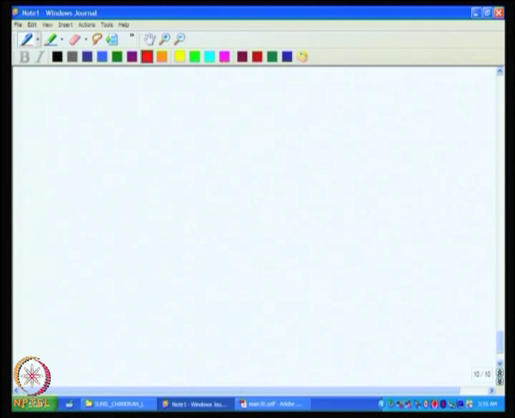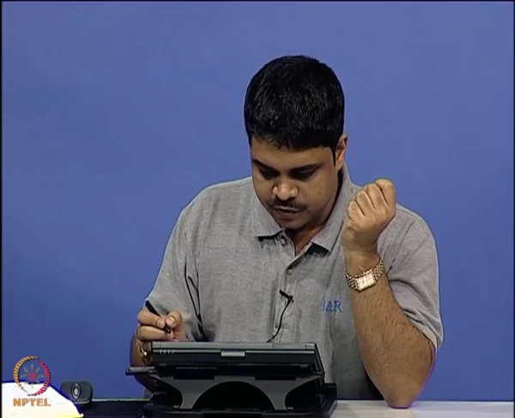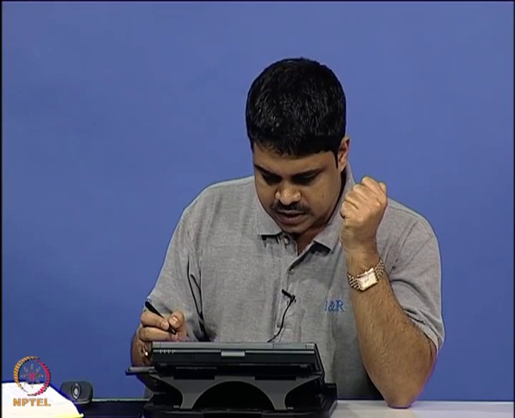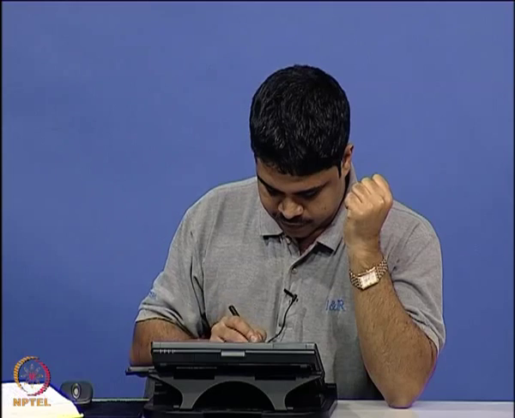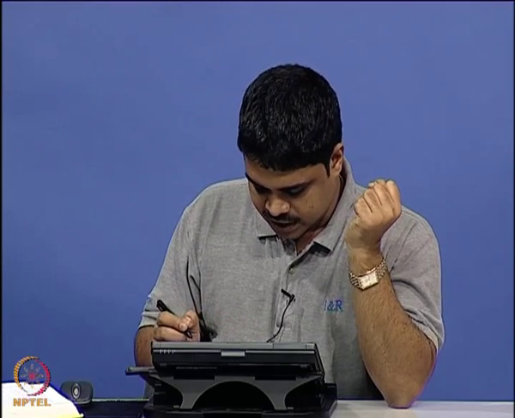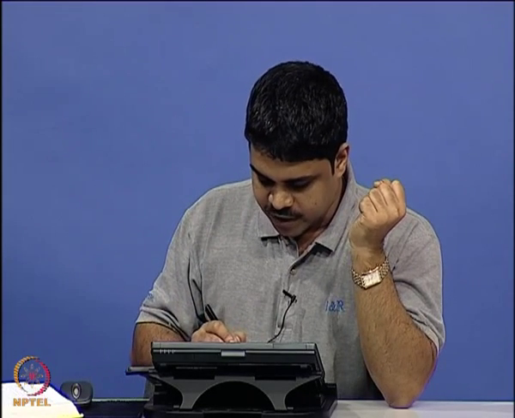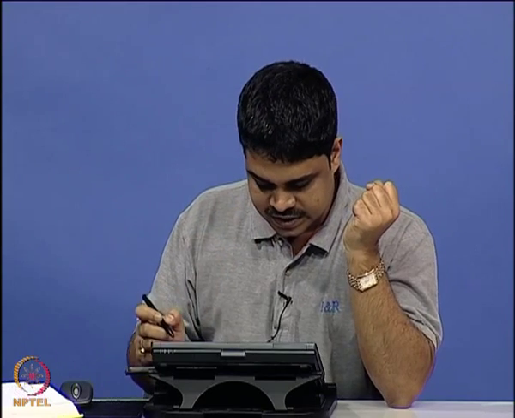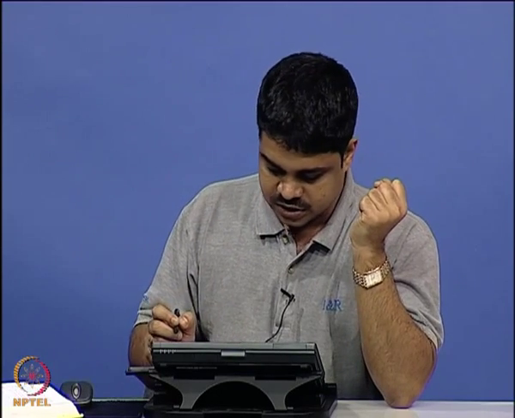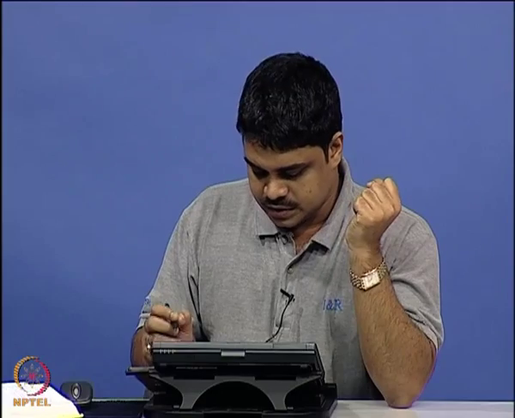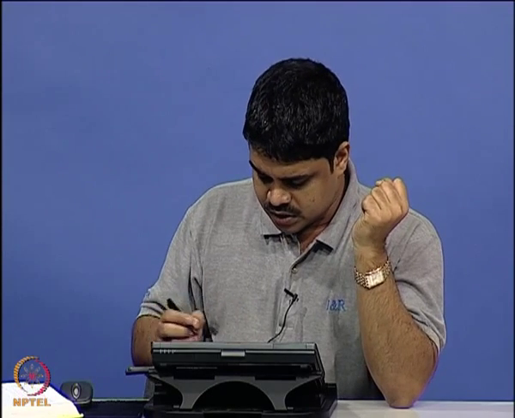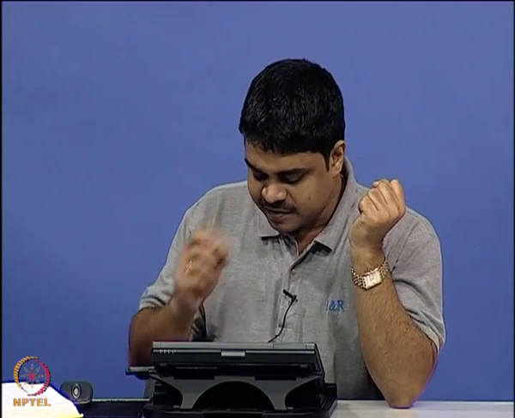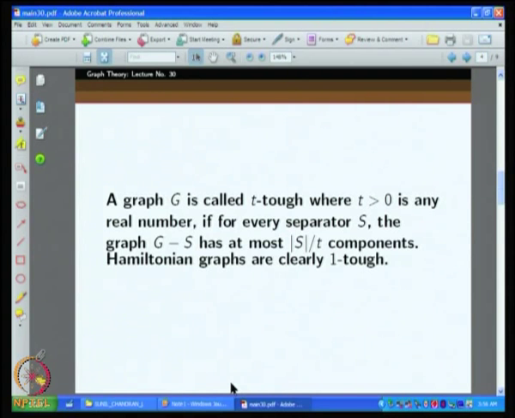What we can see is that, on the other hand, if you increase the toughness of a graph a little bit, is it possible that the graph may become Hamiltonian? For instance, look at this conjecture. Suppose the graph is t tough for a greater value of t.